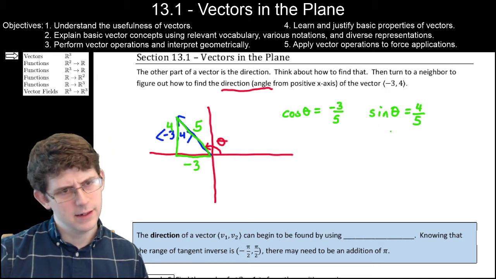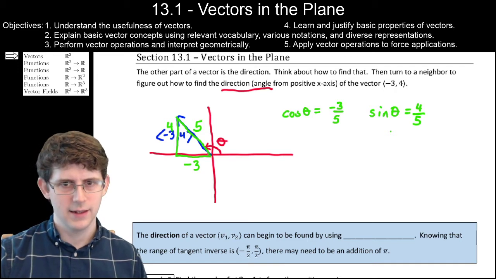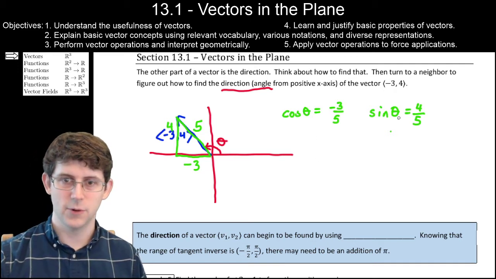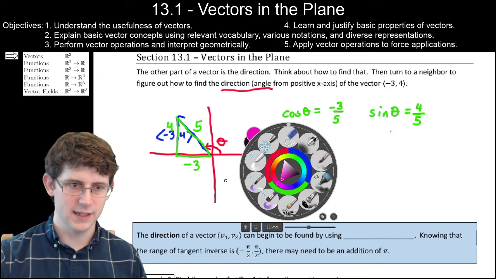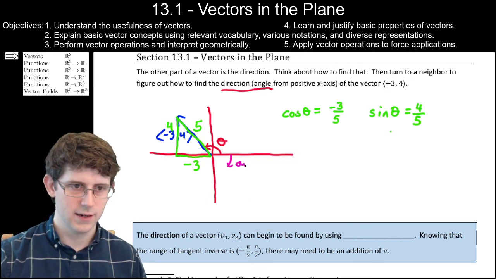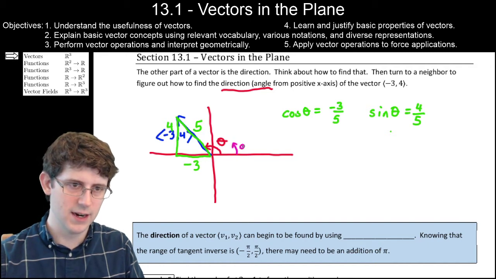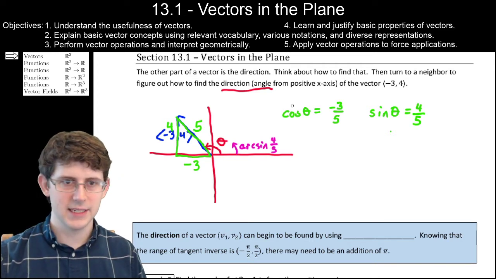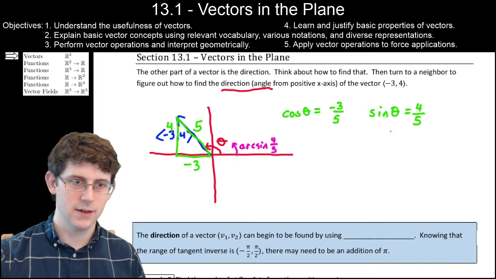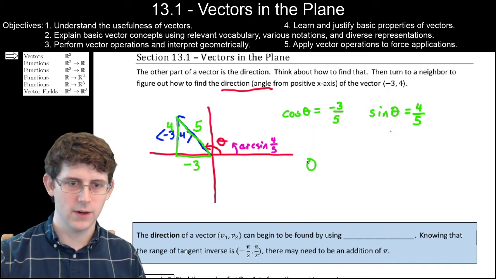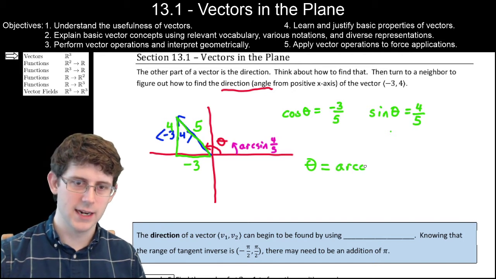Here, what's going to be our best way to write this? If I take the arcsine of 4/5, arcsine of 4/5 is down here. Wait, arcsine of 4/5. 4/5 is positive. So arcsine of 4/5 will just go up this far. So I don't want that. Instead, arc cosine of -3/5 contains the information that we're over here in the second quadrant. So I'll say that my direction is arc cosine of -3/5.